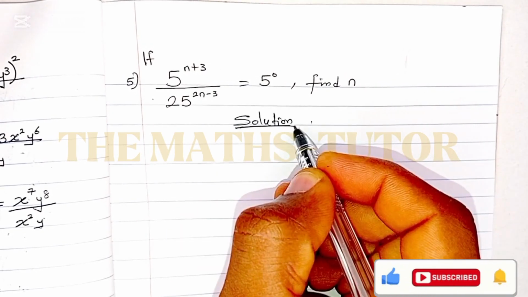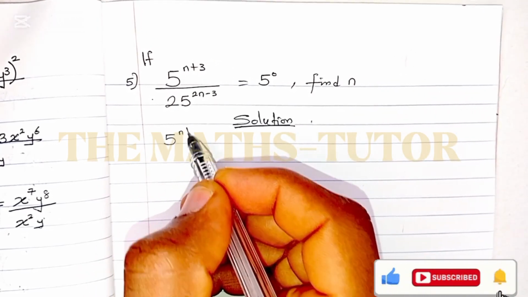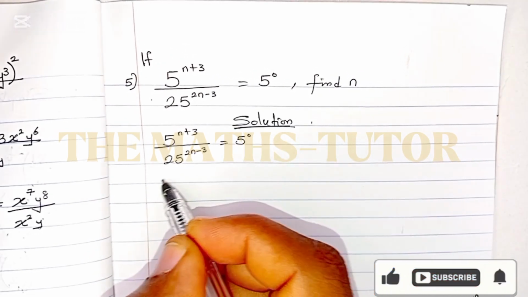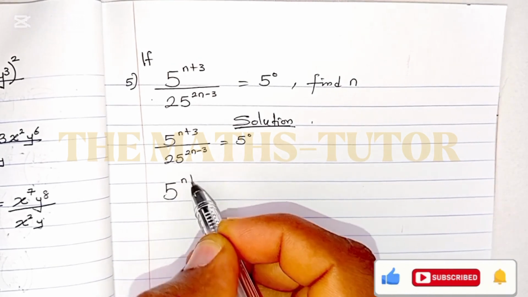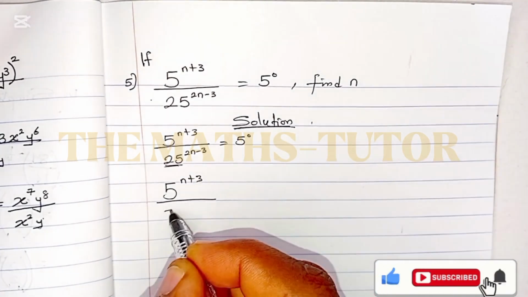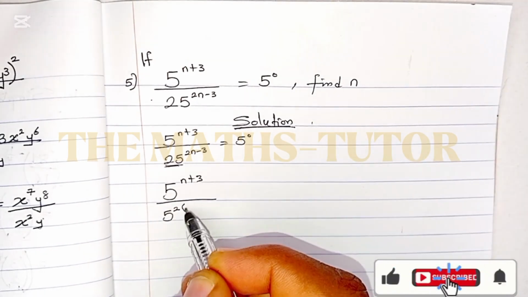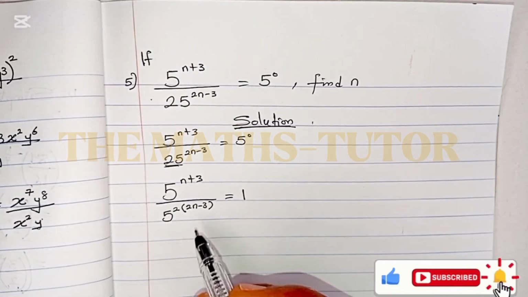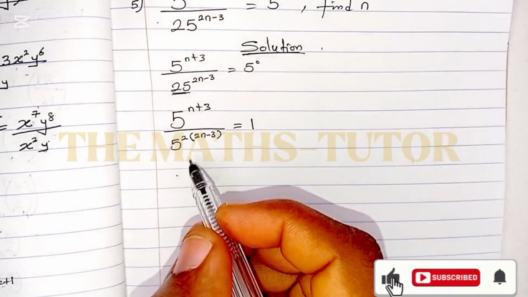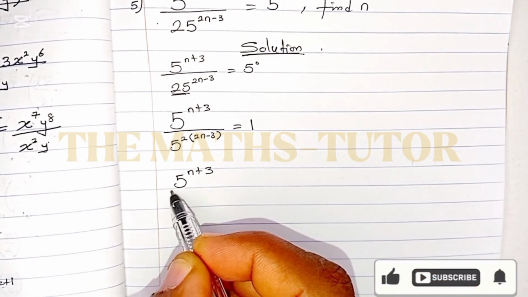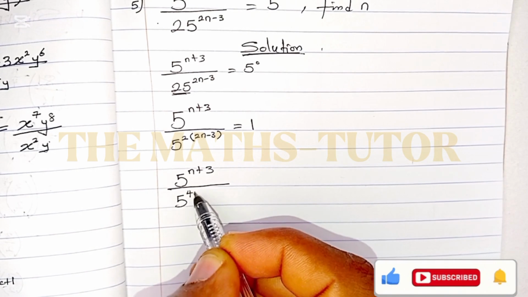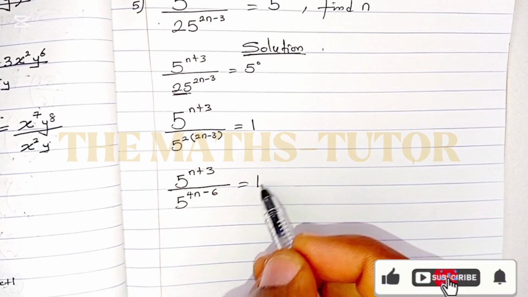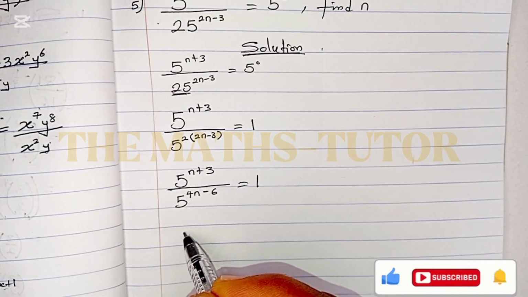In this particular question, in question 5, we can express all in the base of 5. 25 ends up as 5 raised to power 2, and so multiplying the index, it is raised to 2n minus 2 minus 3, and then that will give us 5 raised to power 0, which will give us 1. So here we have 5^(n+3) over 5 raised to power 2 into 2n minus 6 being expanded, you have that. So this is 1.